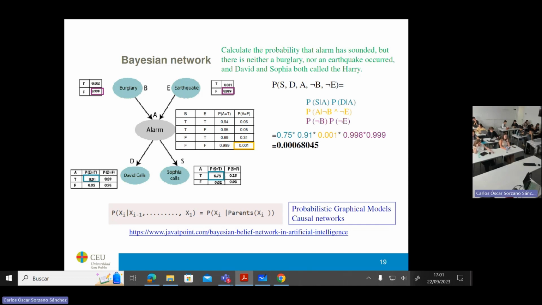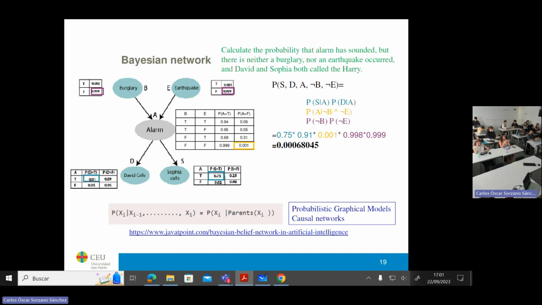And then what is the probability? So it depends on its parents, and the parents don't depend on anyone, so they are independent. And then what is the probability that there is no burglary? It is 0.998, and the probability of no earthquake 0.999. And then you compute that product and you have 0.06.